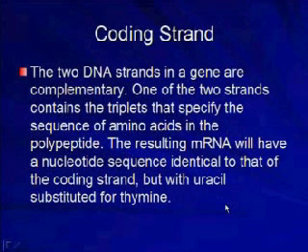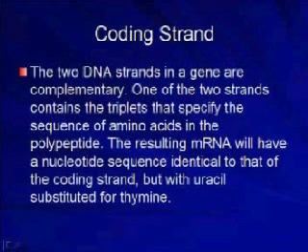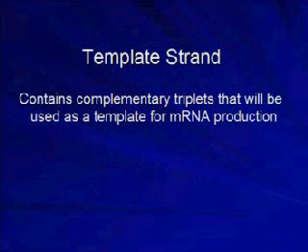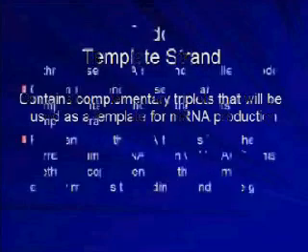Now, there's a coding strand. Two DNA strands in a gene are complementary. And you remember that from, again, how the base pairs will line up. Okay, so the two strands must be complementary. One of the two strands contains a triplet that will specify the sequence of amino acids in the polypeptide. The resulting messenger RNA will have a nucleotide sequence identical to that of the coding strand, but with uracil rather than thymine. The template strand contains complementary triplets that will be used as a template for messenger RNA production.